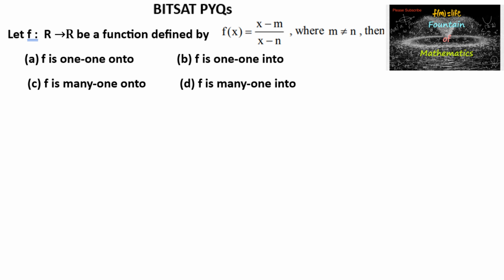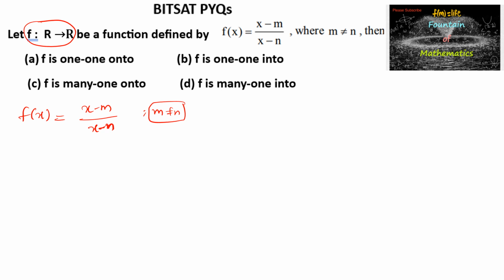A function f from R to R defined by f of x is equal to x minus m upon x minus n, where m is not equal to n. We need to check whether this function is one-to-one or onto.